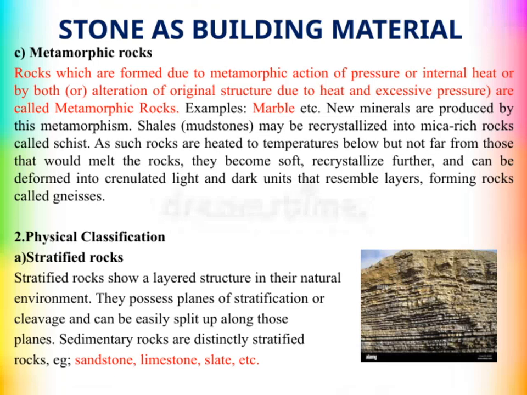Let's now explore metamorphic rocks. These are rocks that form due to the intense action of pressure, internal heat, or a combination of both. Sometimes, it's also the alteration of the original structure of a rock caused by heat and excessive pressure. An example of a metamorphic rock is marble. During this process, new minerals are generated, which is quite fascinating. For instance, shale or mudstone can be recrystallized into mica-rich rocks known as schist. When these rocks are heated to temperatures just below their melting point, they become softer and undergo further recrystallization.